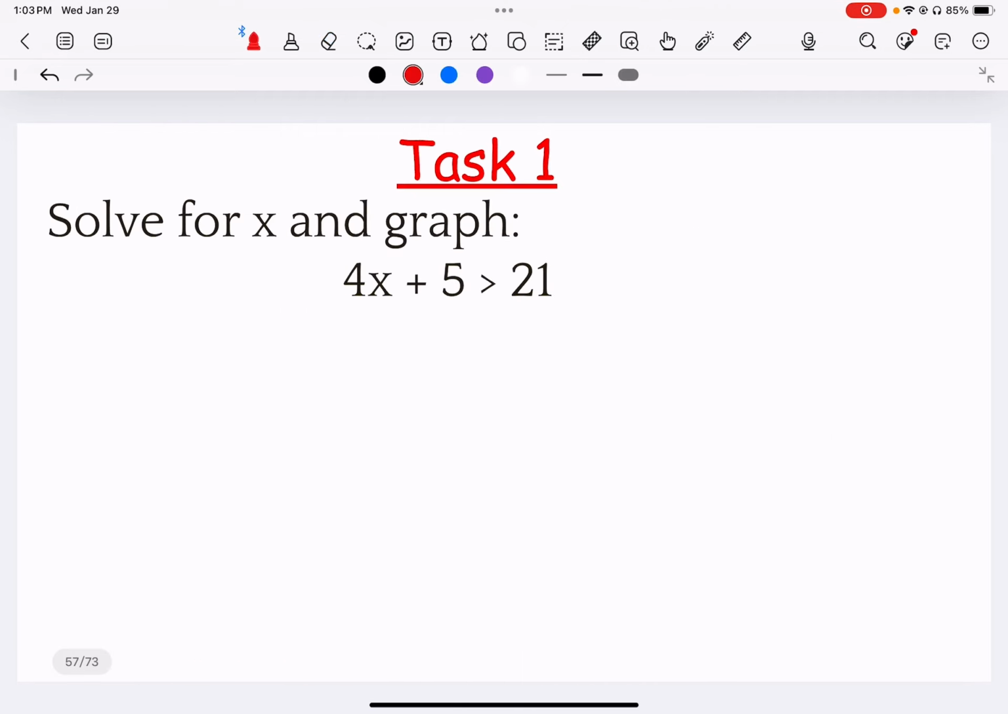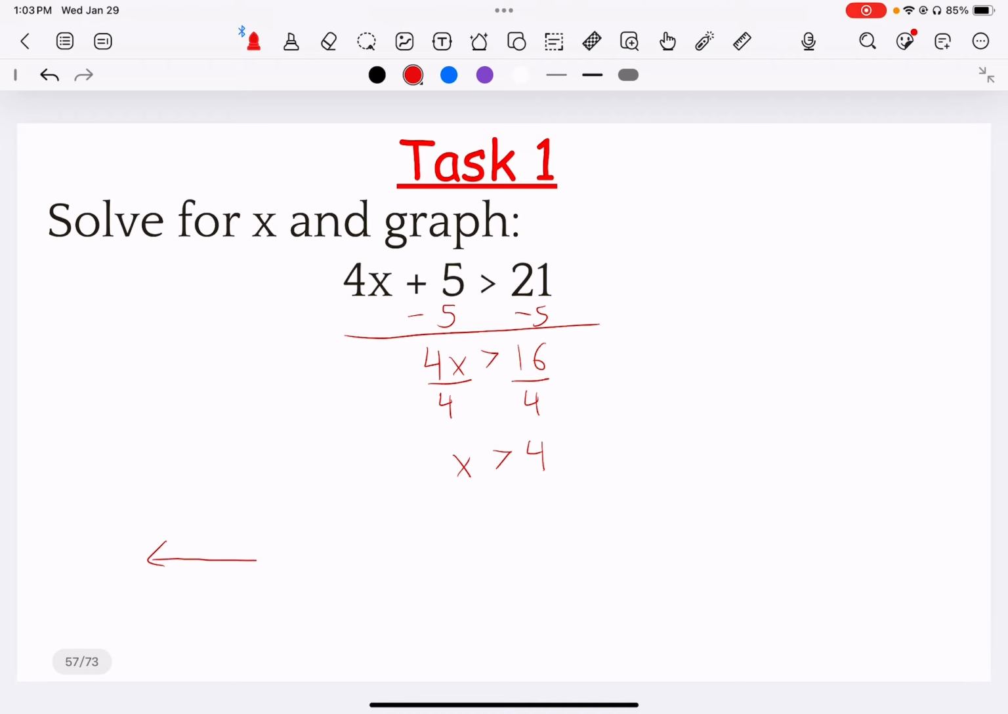So now we're going to solve and graph our inequalities. Even if it doesn't say this, graph it, anytime we solve an inequality, we're always going to graph it. So I'm going to solve it just like I solve an equation. I'm going to subtract 5 from both sides. I'm left with 4x is greater than 16. I'm going to divide both sides by 4, and I have x is greater than 4.